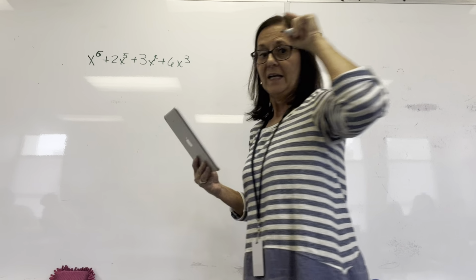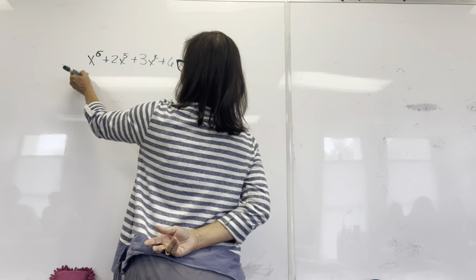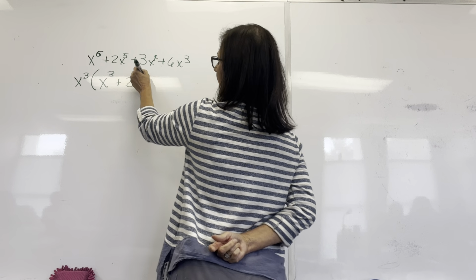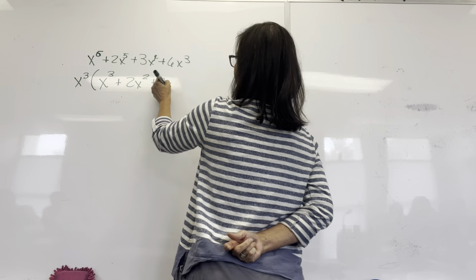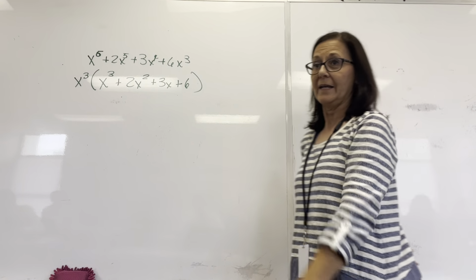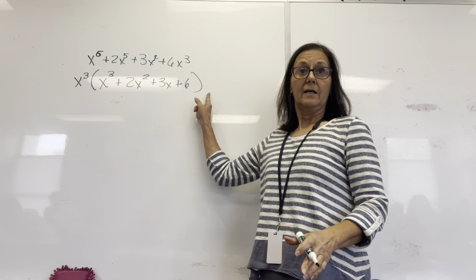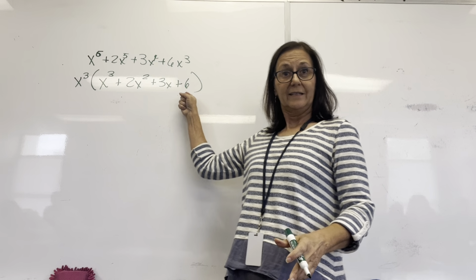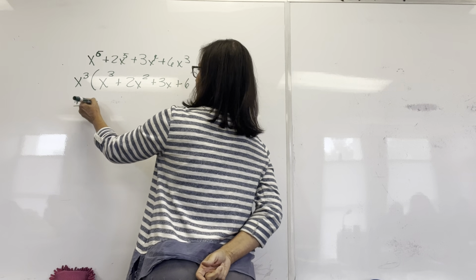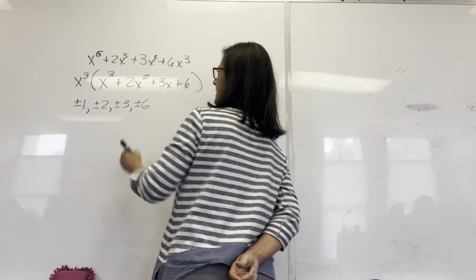I would factor out x. Factor out an x cubed. And we're left with x cubed plus 2x squared plus 3x plus 6. We have a 0 already, but we're just factoring, so we just need to factor this. Factors of 6 are 6 over 1, so it's plus minus 1, plus minus 2, plus minus 3, plus minus 6.